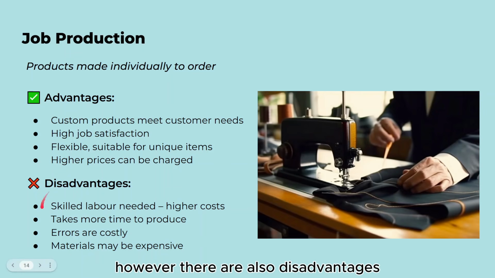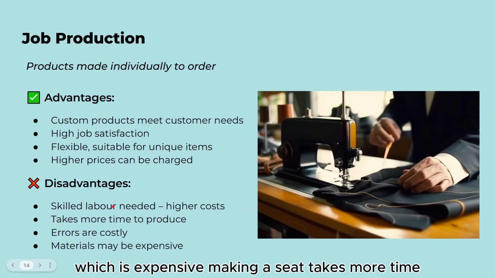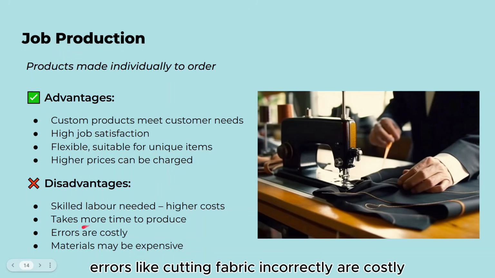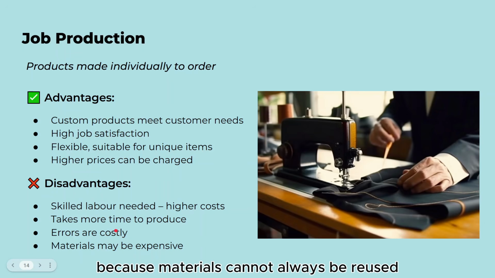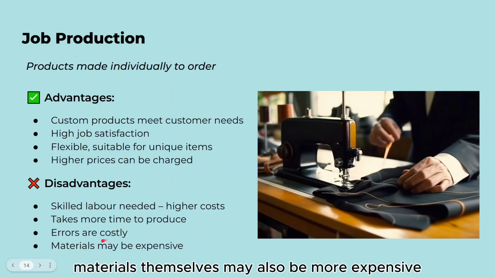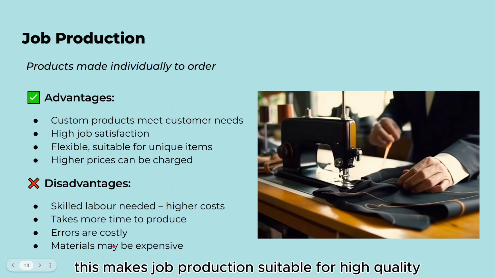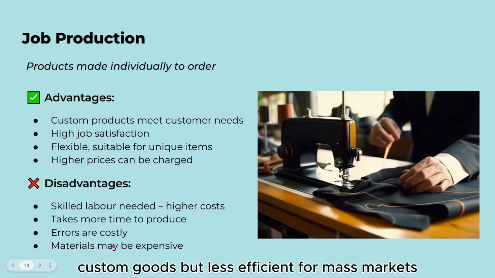However, there are also disadvantages. Skilled labor is required, which is expensive. Making a suit takes more time compared to mass production, which slows down output. Errors, like cutting fabric incorrectly, are costly because materials cannot always be reused. Materials themselves may also be more expensive, as they are chosen specifically for each order. This makes job production suitable for high-quality, custom goods, but less efficient for mass markets.